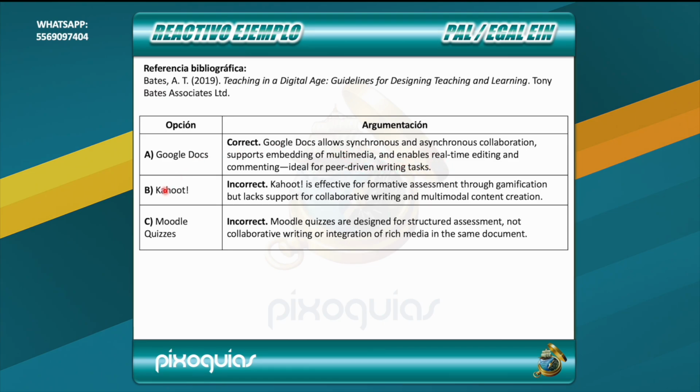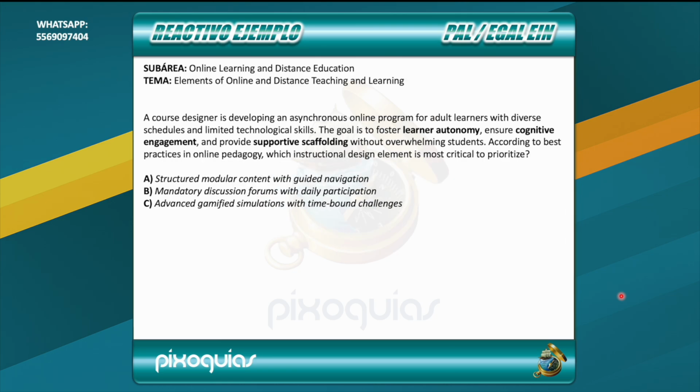writing tasks. Kahoot is incorrect because Kahoot is effective for formative assessment through gamification but lacks support for collaborative writing and multimodal content creation. And Moodle quizzes is incorrect because Moodle quizzes are designed for structured assessment and not collaborative writing or integration of rich media in the same document.